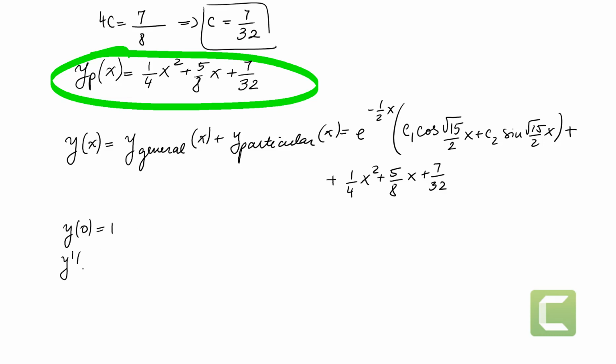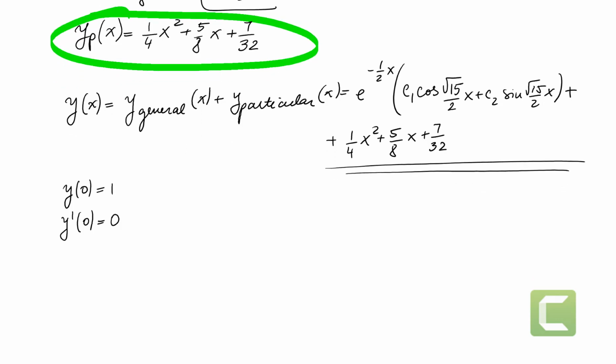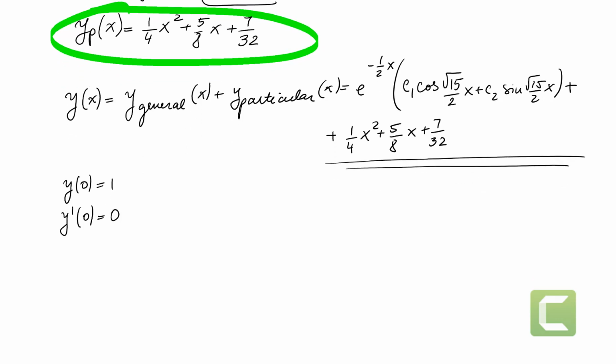Now, if we have initial conditions, so if, for example, they give us that y of 0 equals 1 and y prime of 0 equals 0, we are not going to apply them just to the general solution or just to the particular one. We have to apply them to the whole solution, the general plus the particular. I made these up, so we'll see what we can come up with.